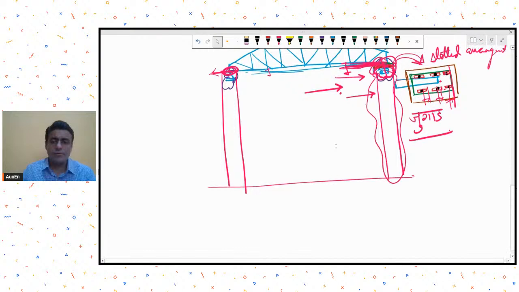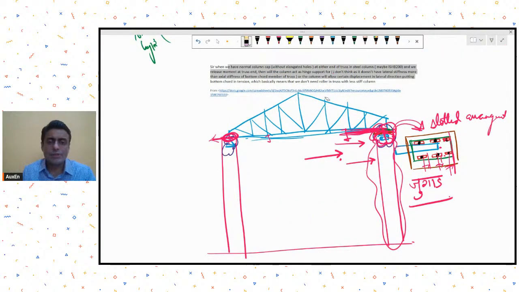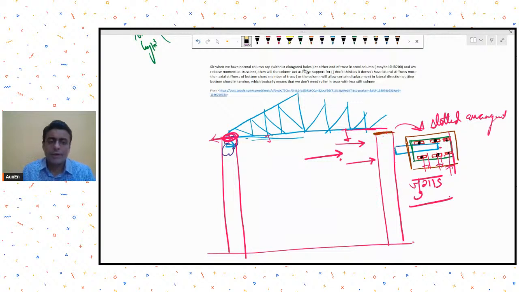Okay. So now if you don't provide this slotted hole, and if I provide hinge assemblies on both ends. So this was my truss, and I am providing a hinge assembly on both ends. Now what is the problem with these types of things? Because it's a hinge assembly, this truss will try to deform, and there will be an axial thrust created.